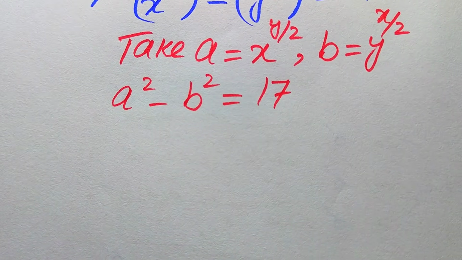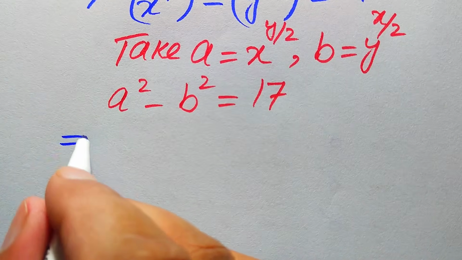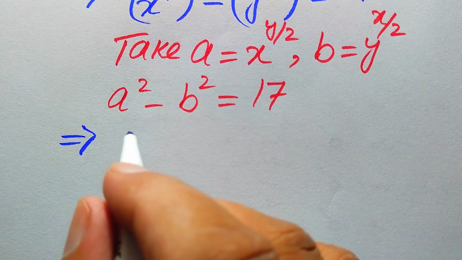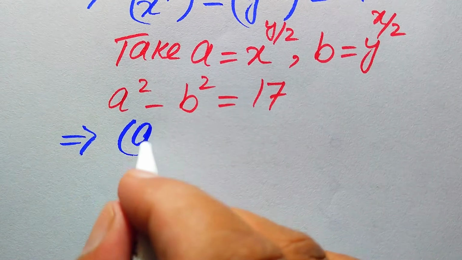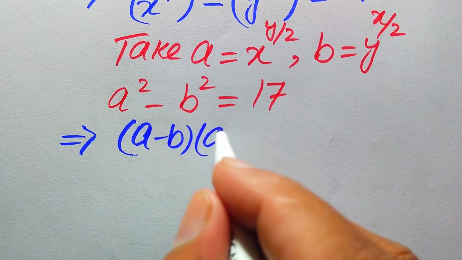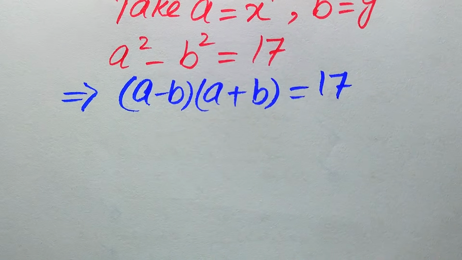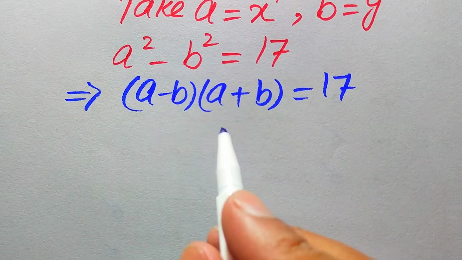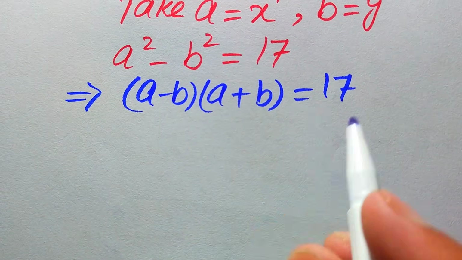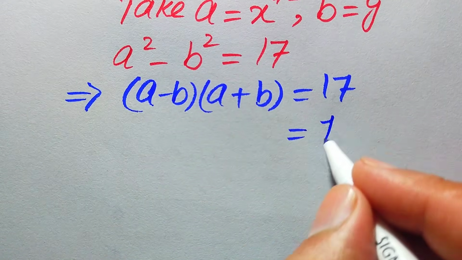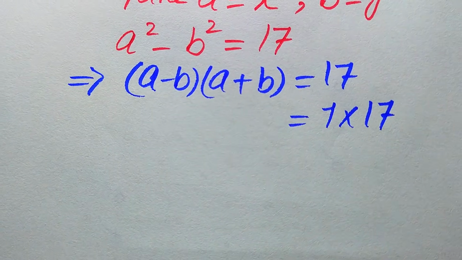So you see that our left hand side is a very famous algebraic formula, and this is a square minus b square equals a minus b times a plus b, and this is equal to 17. You see that our left hand side is a product of two factors, and the right hand side is only one factor, so we write the right hand side as 1 times 17.